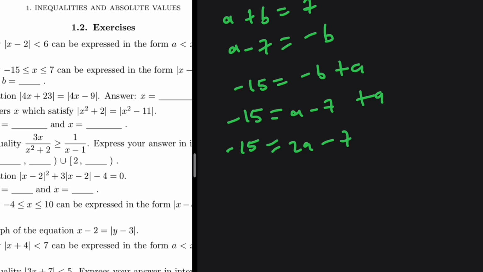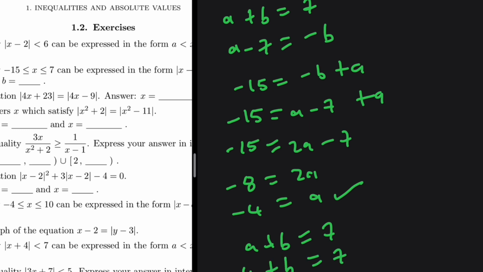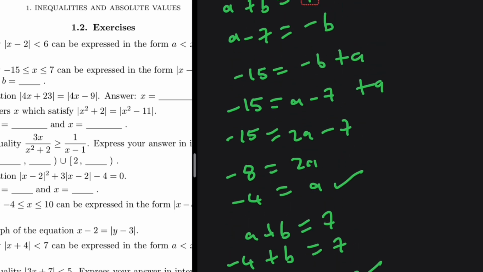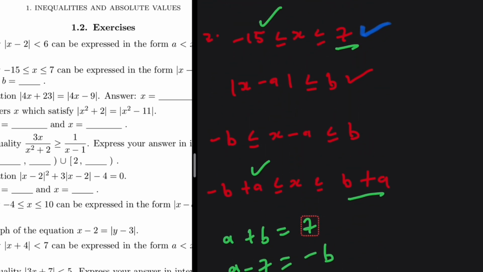So minus 15 is equal to 2a minus 7. We take minus 7 to the left hand side. We get minus 8 is equal to 2a. So minus 4 is equal to a. All right, there goes the value of a. And then a plus b is equal to 7. So minus 4 plus b is equal to 7. b is equal to 11. Right, let's see if that checks out. a is equal to minus 4 and b is equal to 11.